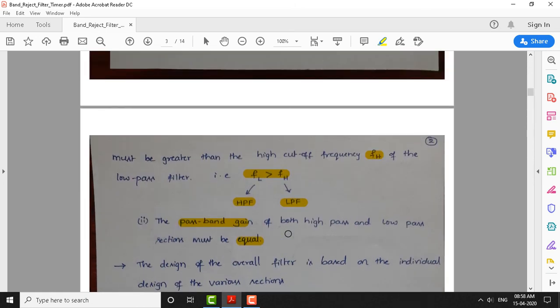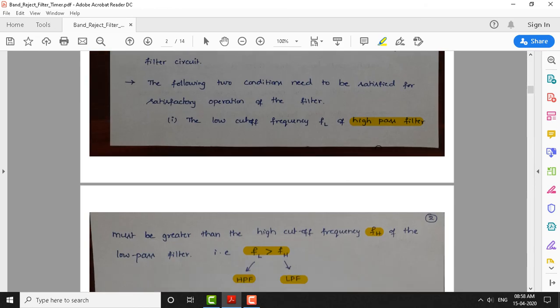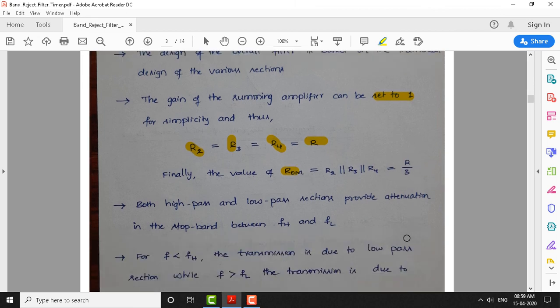So we can go back and see the circuit where ROM is employed here. The resistance of this is equivalent to the parallel combination of R2, R3 and this RF. So now let us see here R2, R3 and R4. If you compute the parallel combination of all three and if I assume that is equal to R, the ROM becomes R by 3.